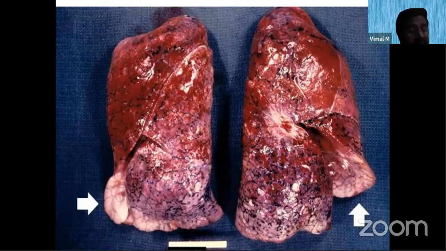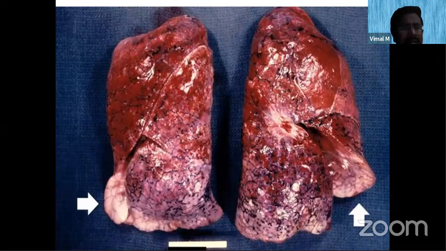In pulmonary edema, the lung becomes enlarged, the size of the lung increases, and you will get a reddish to brown appearance. So this is called brown induration of the lung. Yes, another image based question. Brown induration of the lung is usually seen in pulmonary edema.